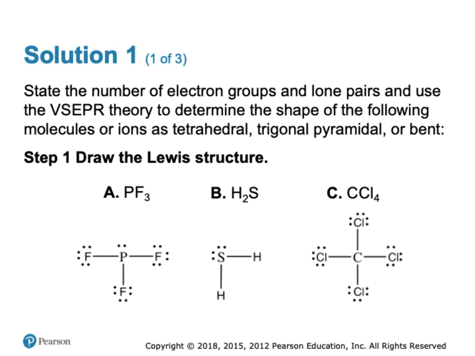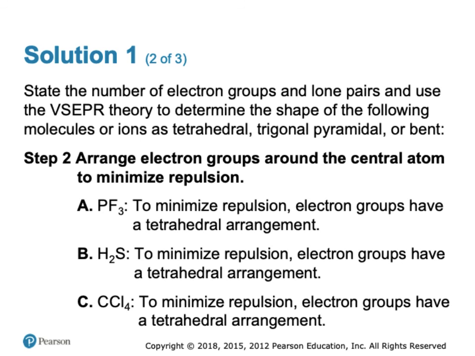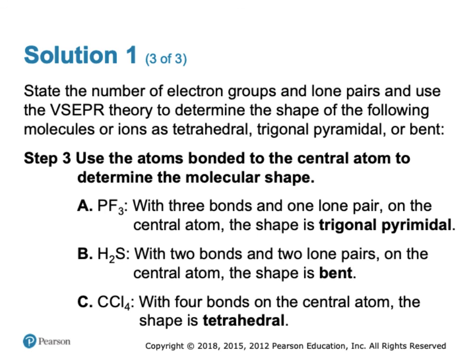All right, so this is just stepping you through what I just did. We have the Lewis structures. You're going to arrange the electrons around the central atom. So for PF3, H2S, and CCl4, they all have a tetrahedral arrangement. However, because you have a lone pair on PF3, it is going to be a trigonal pyramidal. Because you have 2 lone pairs on the sulfur, it is going to be bent. And because we just have bonding groups on the CCl4, it will assume a tetrahedral shape.